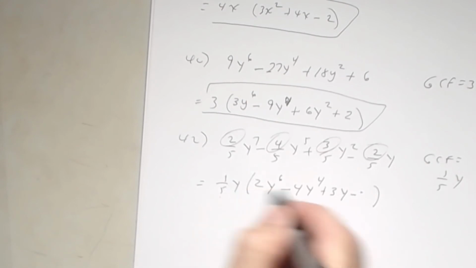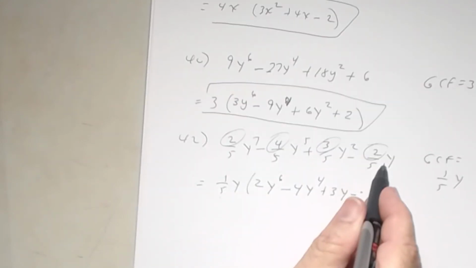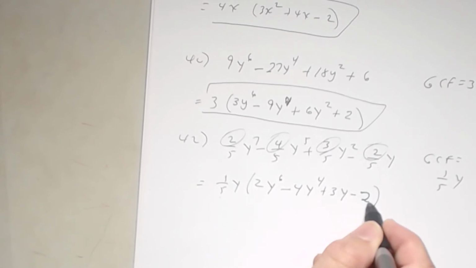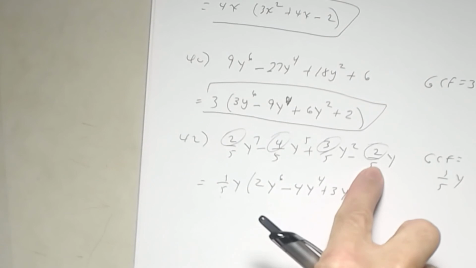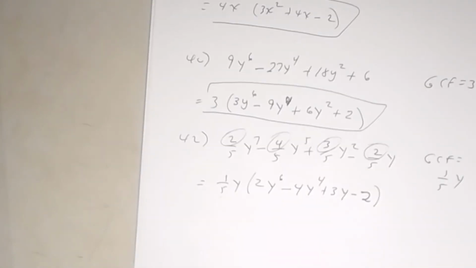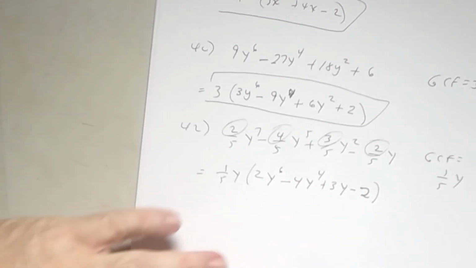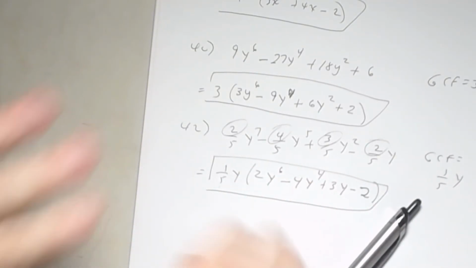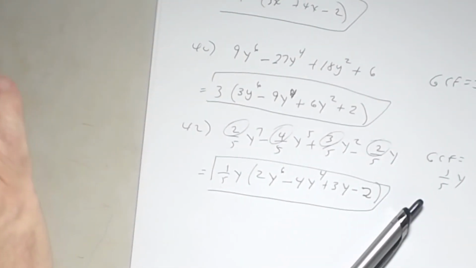Minus 1/5 times what's 2/5? 2. And then y times what is y? 1. So 2 times 1 is just what? 2. So that's just a 2. Y'all agree that 1/5 y times 2 is 2/5 y? Mm-hmm. Okay. All right. Okay, so we're not done, but let me just give you the worksheet so far.